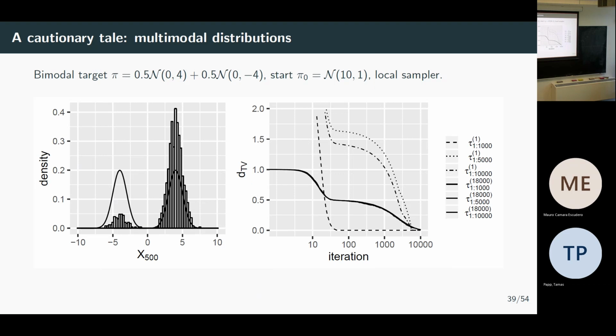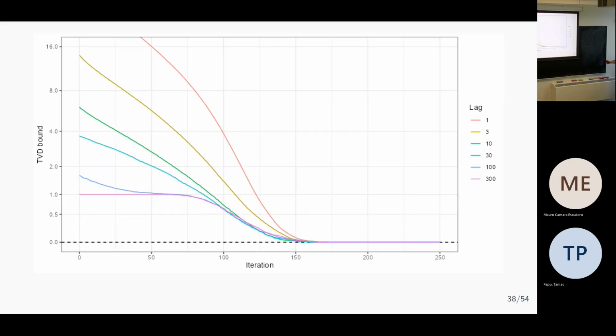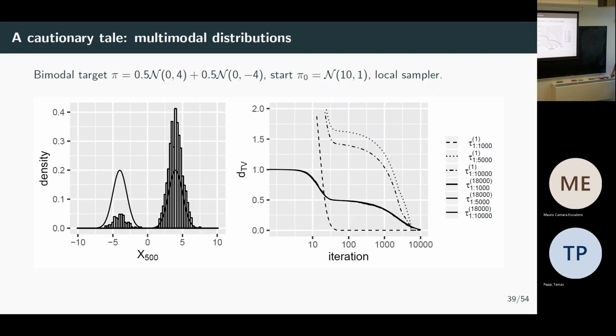Word of caution. This is going back to what you said. This isn't the panacea. Things can still go wrong. Just because this is an upper bound in expectation doesn't mean that for finite samples it'll be any good. So here's a bimodal target.